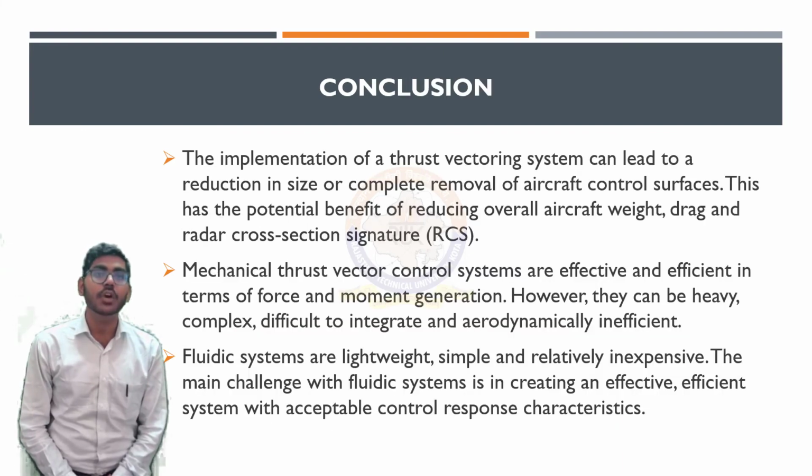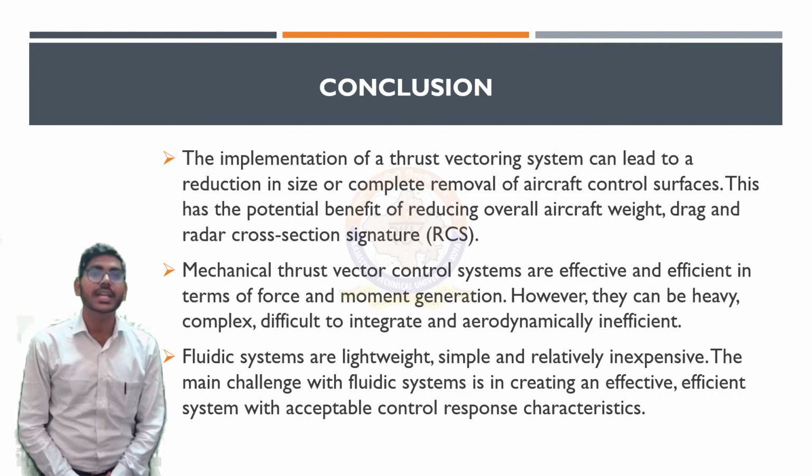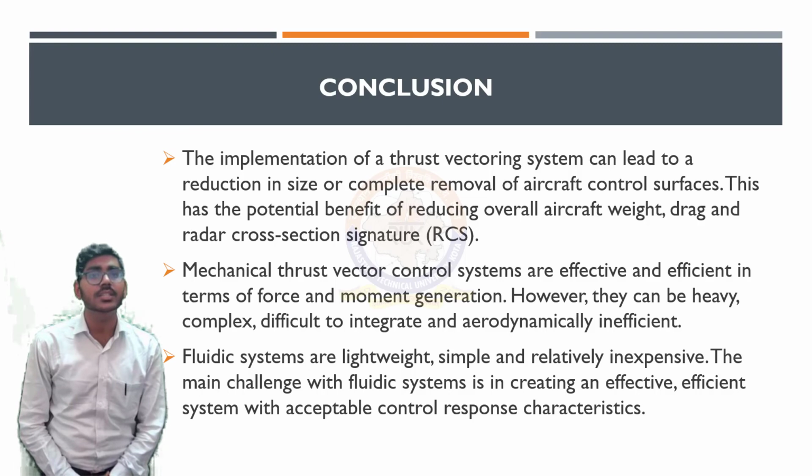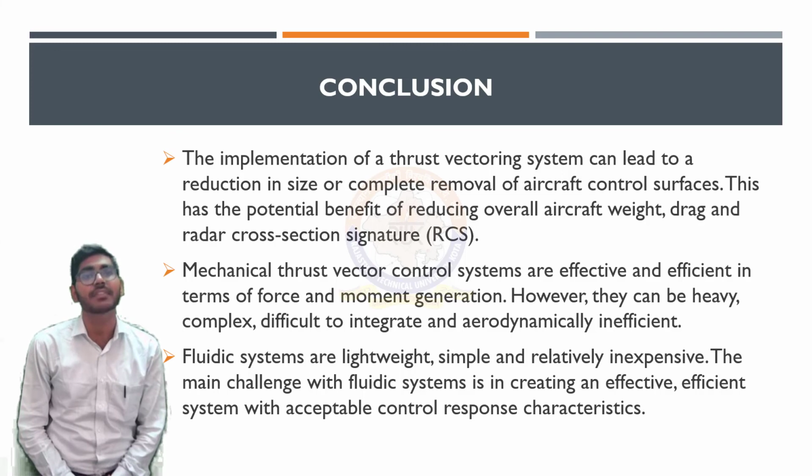Conclusion: the implementation of thrust vectoring can lead to a reduction in size or complete removal of aircraft control surfaces. This has the potential benefit of reducing overall aircraft weight, drag, and radar cross-section signature. Mechanical thrust vector control systems are effective and efficient in terms of force and moment generation. However, they can be heavy, complex, difficult to integrate, and aerodynamically inefficient. So, fluidic systems are lightweight, simple, and relatively inexpensive. The main challenge with fluidic systems is in creating an effective and efficient system with acceptable control response characteristics.